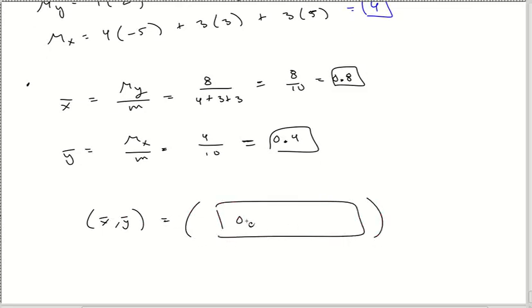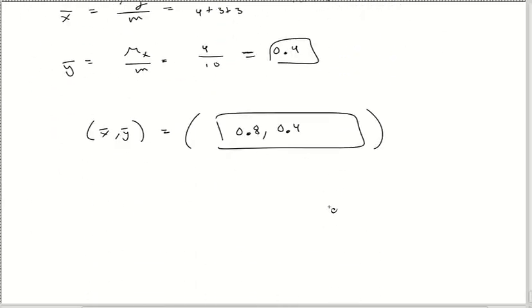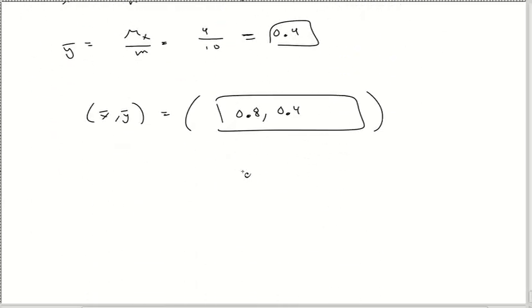x is going to be my 0.8, y is going to be my 0.4. And like I thought, isn't it really, really close to the center? I mean, not perfectly, but pretty close, and that's what we got. Very close to the center.